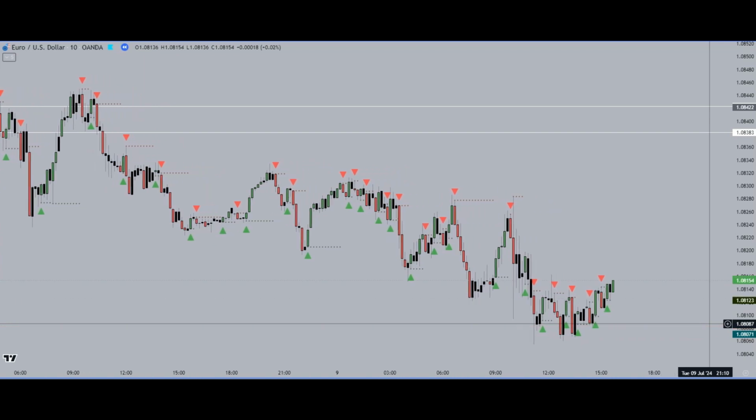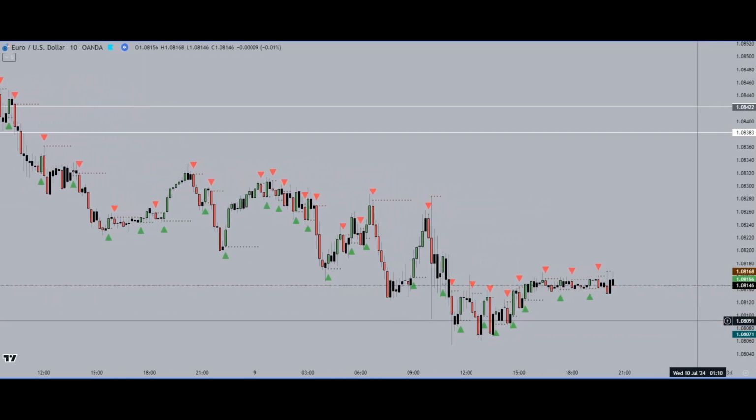Finally, remember, this is not financial advice. Always trade with proper risk management.